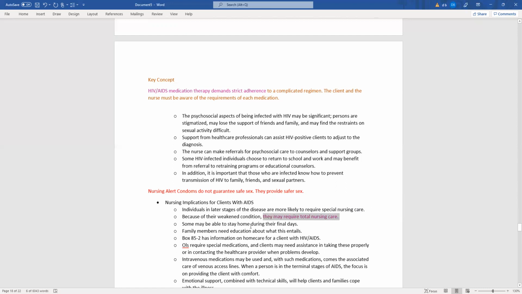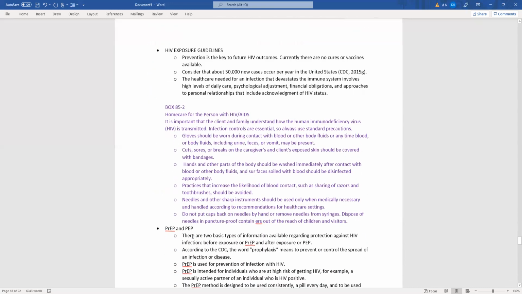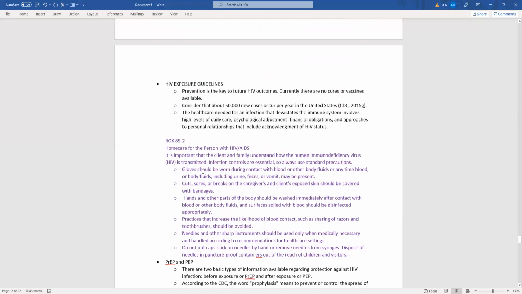Some may be able to stay home during their final days. Family members need education about what this entails, and that's going to be in box 85-2. Let me find it. Okay, I think I got that in here. So let's talk about it, and then we're gonna scroll back up.